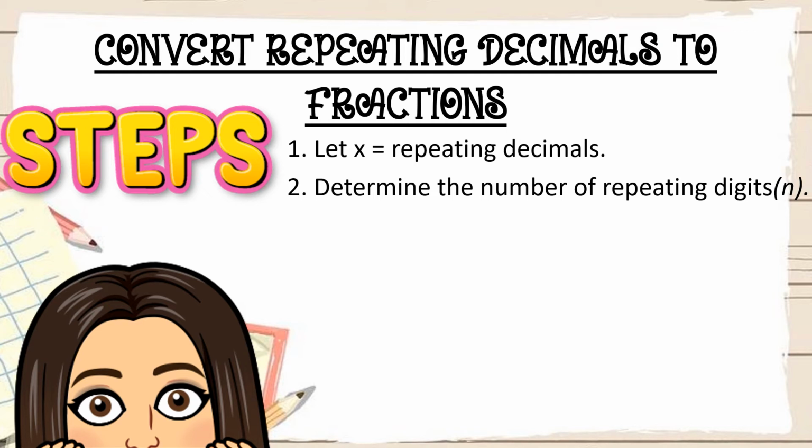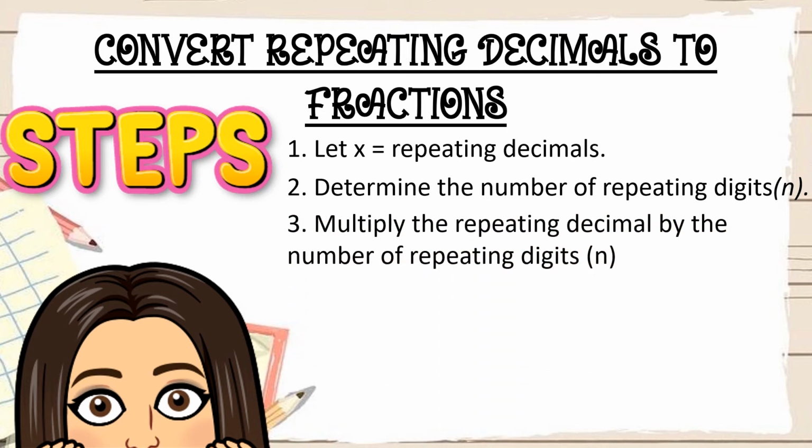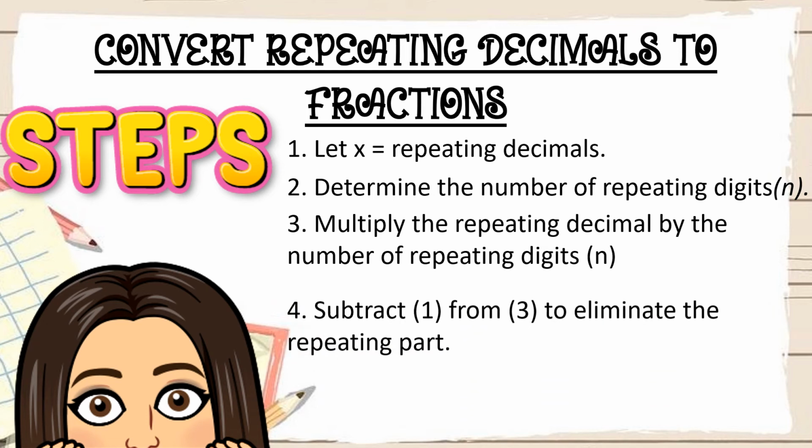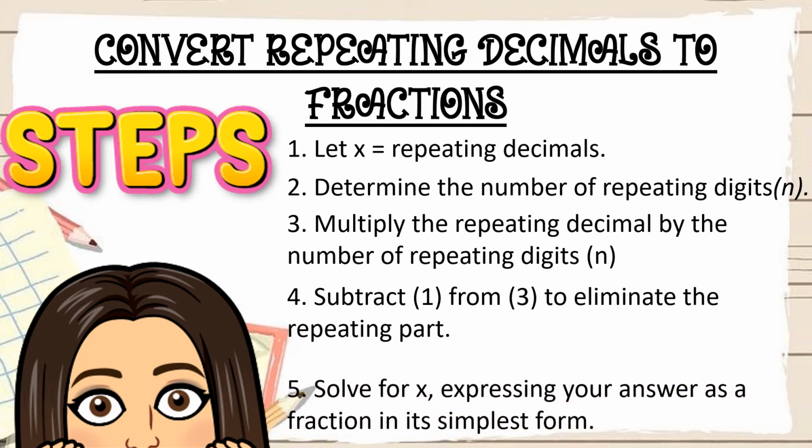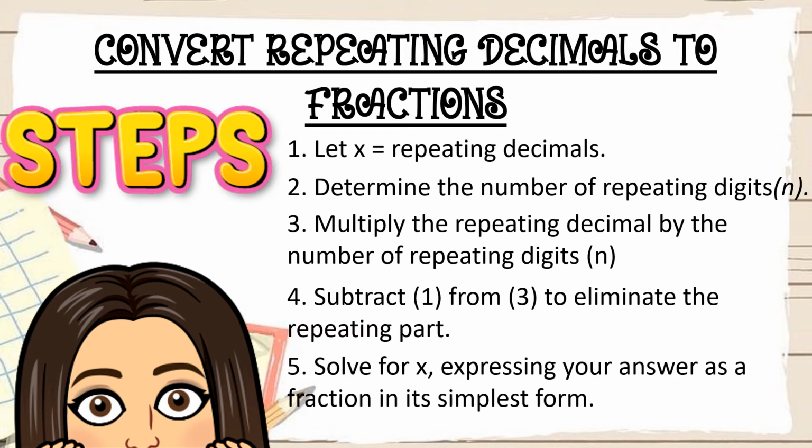Then after getting the number of repeating digits, we multiply the repeating decimal by the place value of the number of repeating digits. And then the fourth one, we subtract 1 or the value of x, our repeating decimal, from the product that we obtained from step 3, for us to eliminate the repeating part. And then lastly, we solve for x by expressing our answer as a fraction in its simplest form.